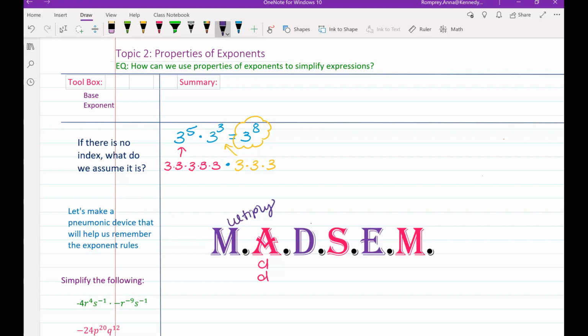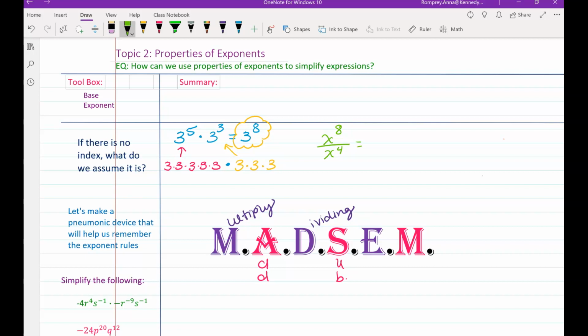The next one tells us that if we are dividing, you guessed it, we subtract the exponents. Kind of makes sense when you're dividing. Stuff gets smaller. So let's use a variable this time. Let's say x. So I've got x to the 8th divided by x to the 4th.